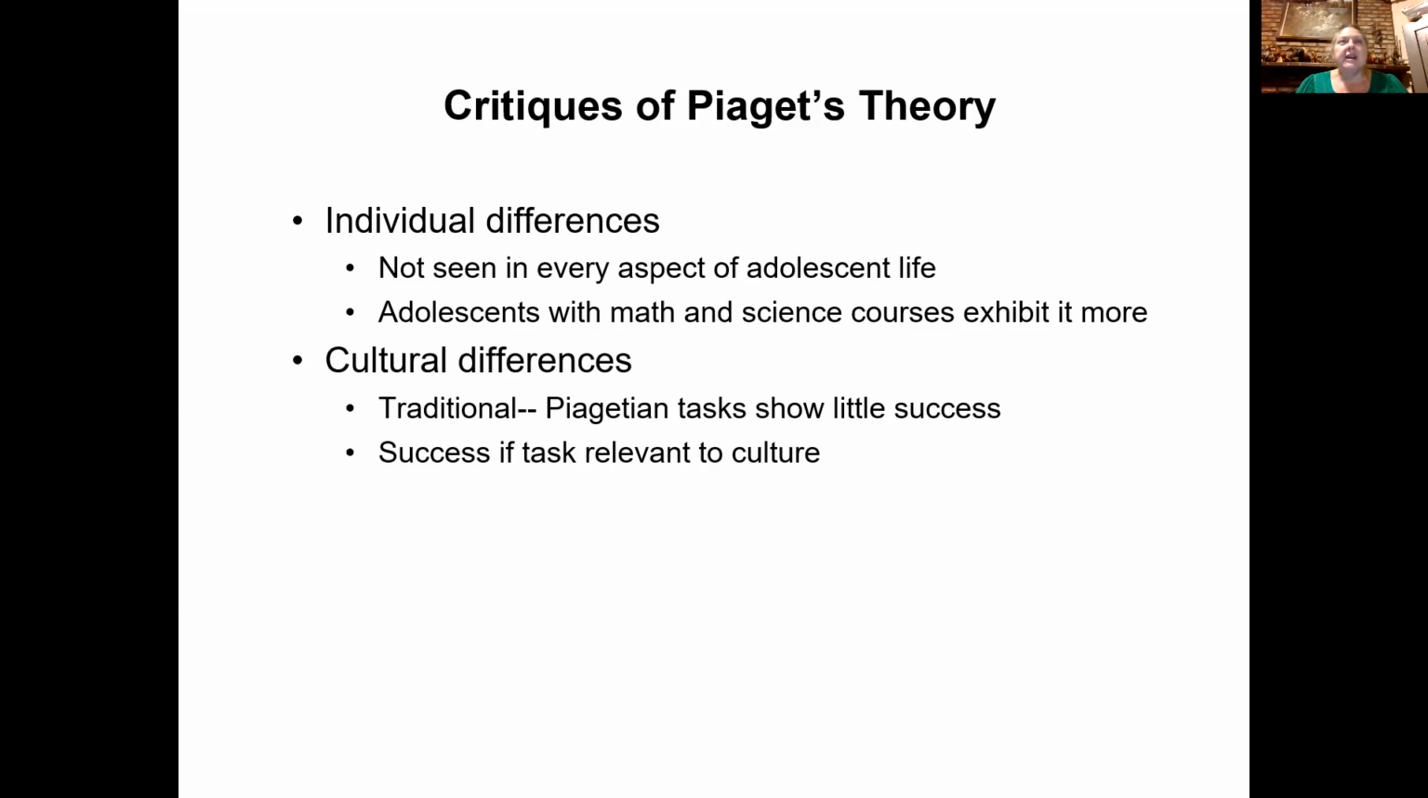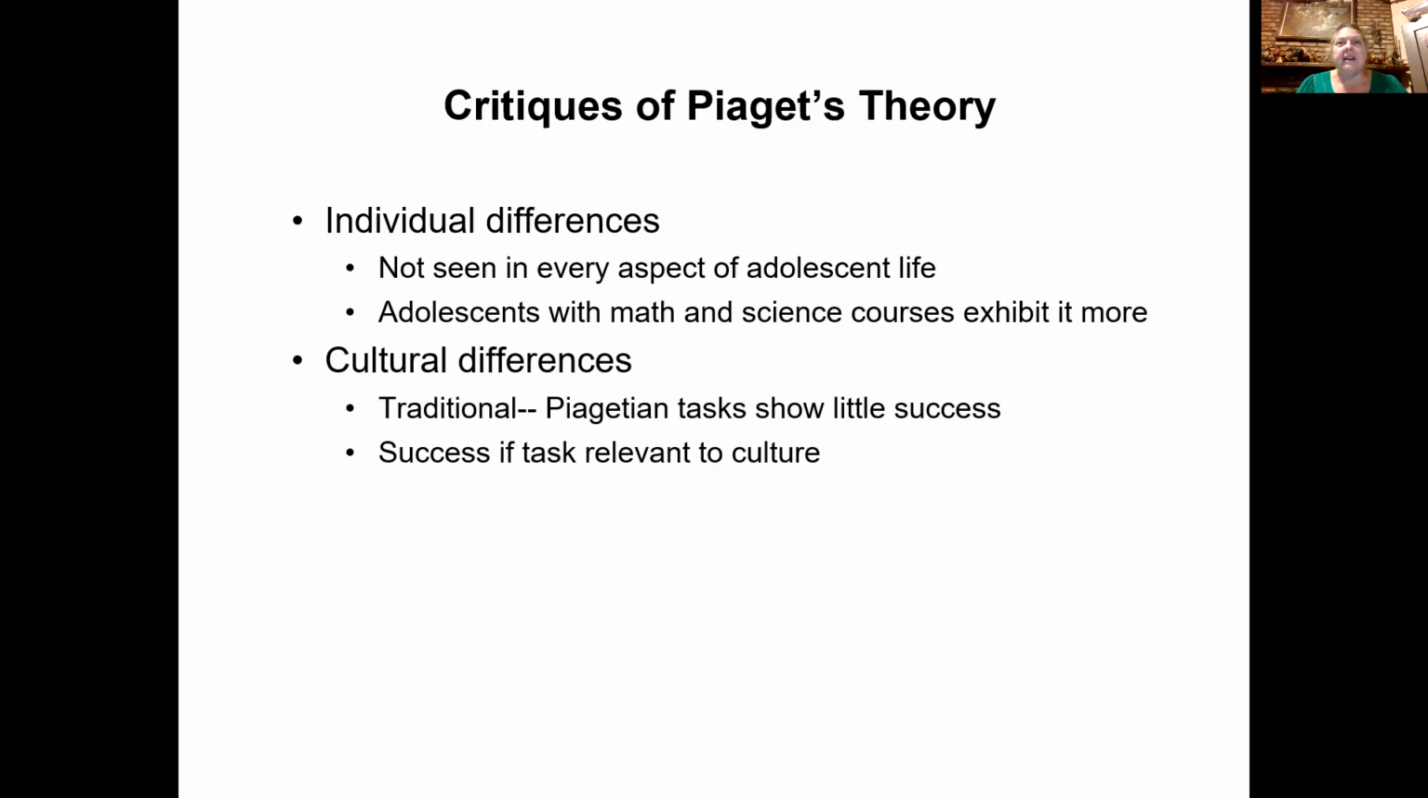Somebody who's trained in tracking the animal, hunting techniques, and where to hunt is maybe not going to solve the problem of creating a successful hunt in the same way that somebody would solve the pendulum problem. So in a lot of traditional cultures, adolescents would not be as successful in solving this type of Piagetian task. The task has to be relevant to the culture in order for them to demonstrate that type of learning.